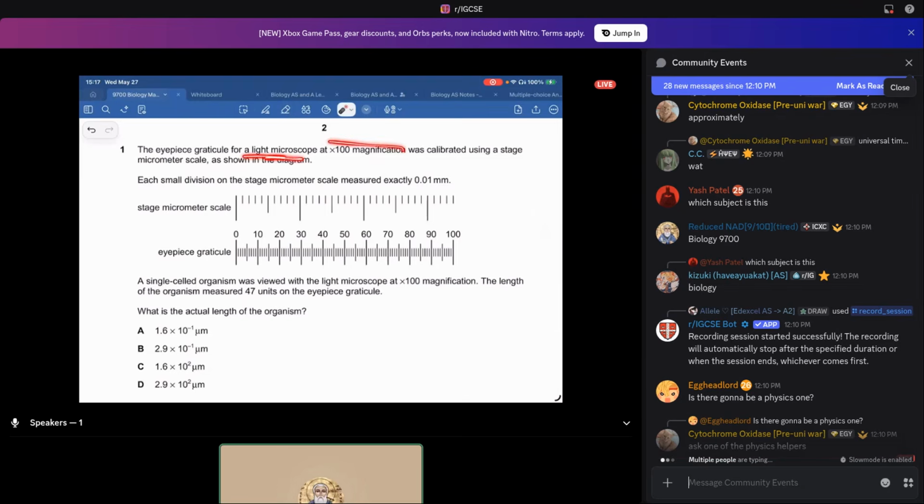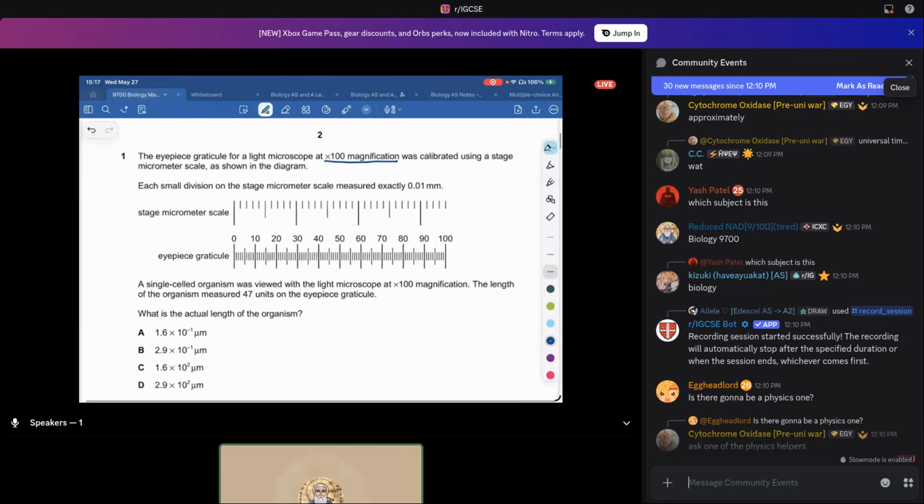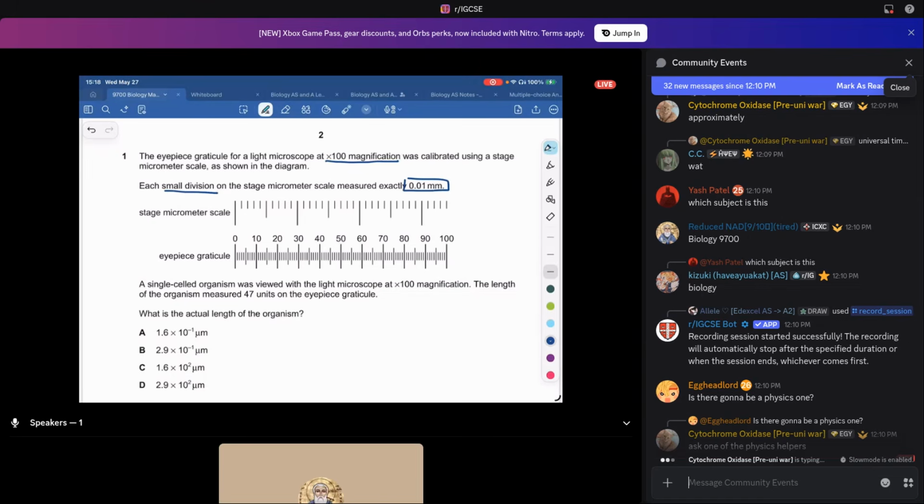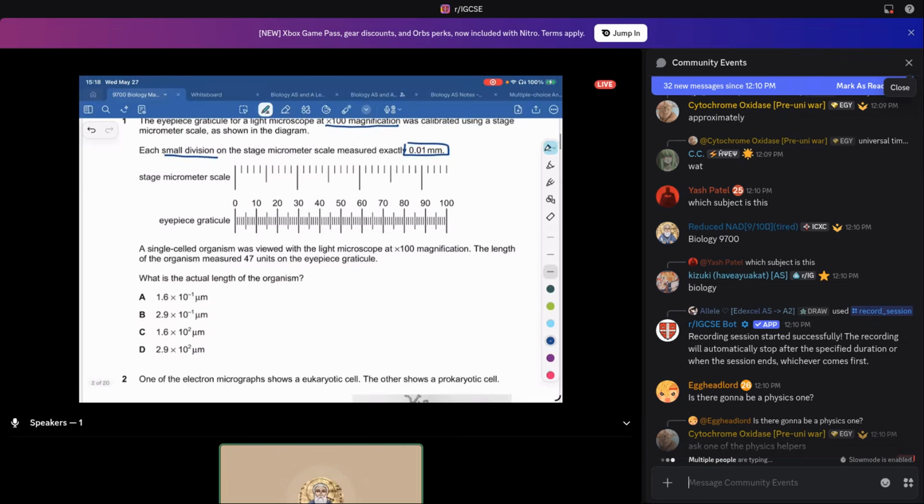So the eyepiece graticule for a light microscope, times 100 magnification. You have a set magnification, eyes on it. Let's see if it changes, because that'll change the answer. It was calibrated using a stage micrometer. Each small division was 0.01 millimeters. Now this removes the idea that every micrometer scale's small division will be 0.1. Here we have an example, it's 0.01.